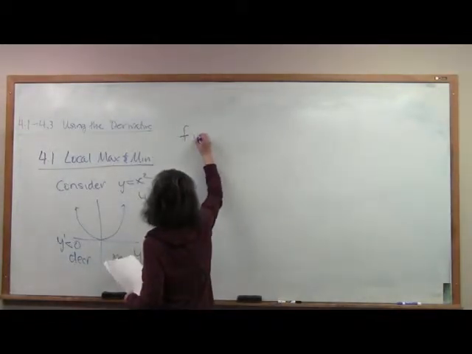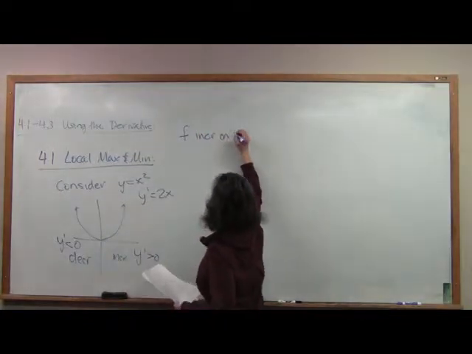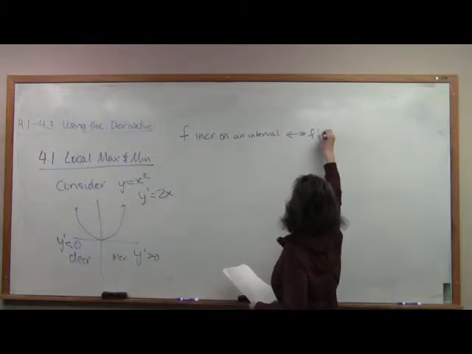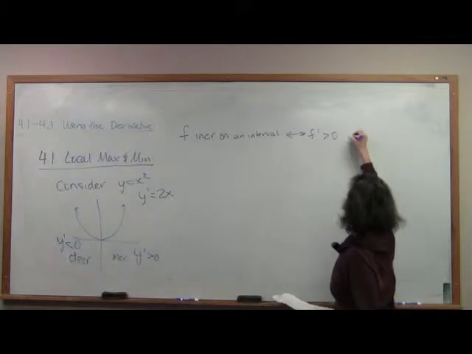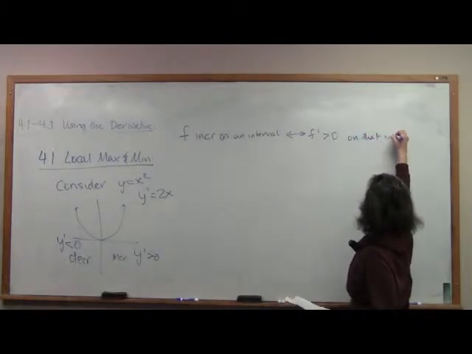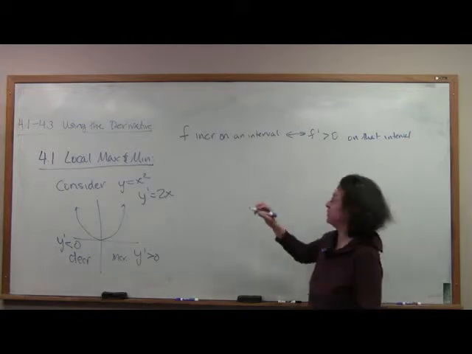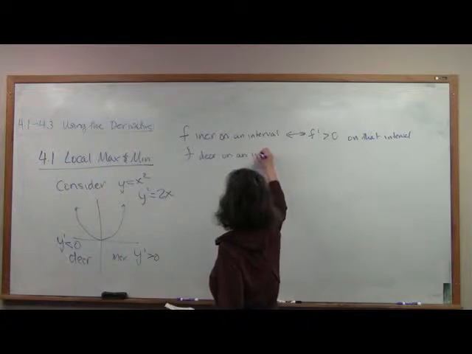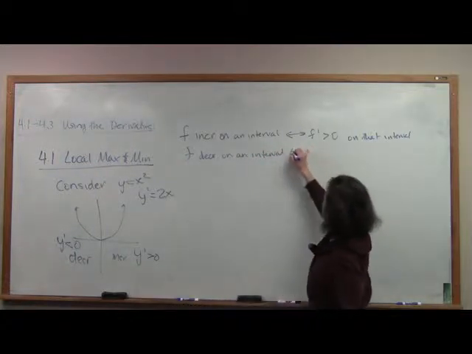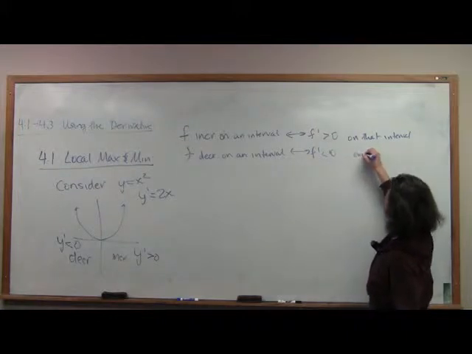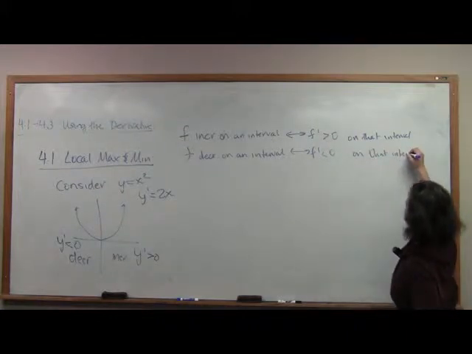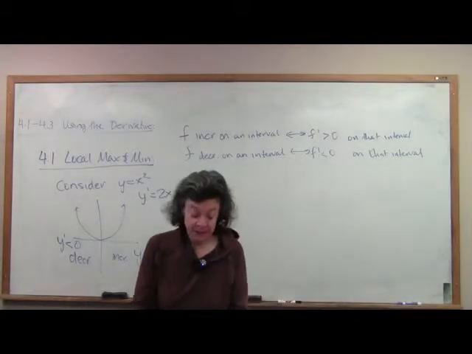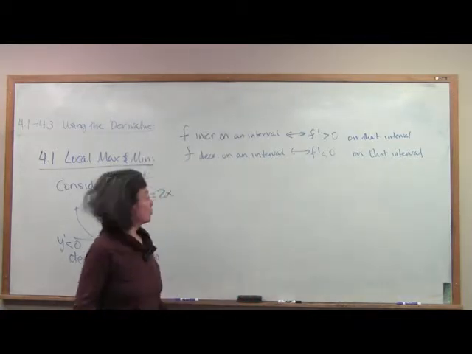Okay, so you need to recall from chapter 2 that one of the things we saw is that a function is increasing on an interval if and only if the first derivative is positive on that interval. And in a similar manner, we know that our function is decreasing on an interval if and only if our derivative is negative on that interval. All right, so again, this completely links up to what we're already familiar with.